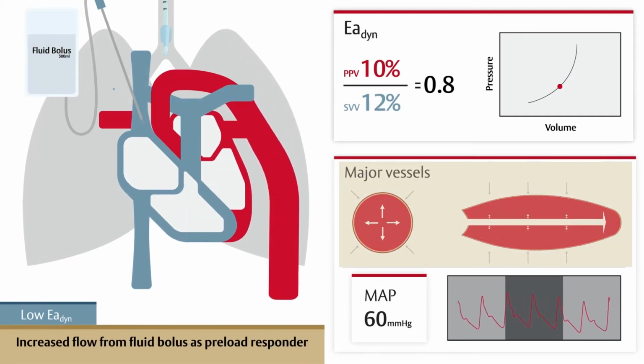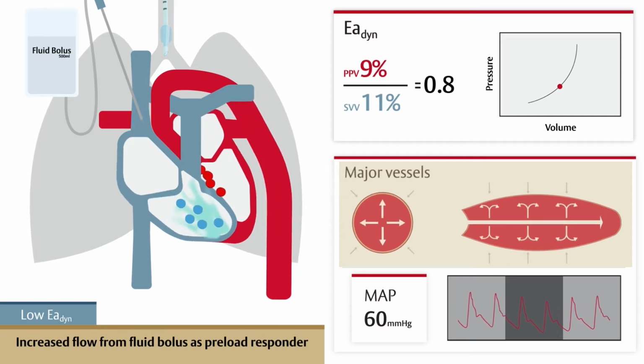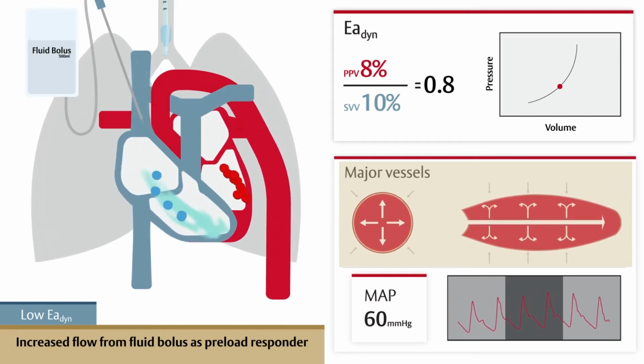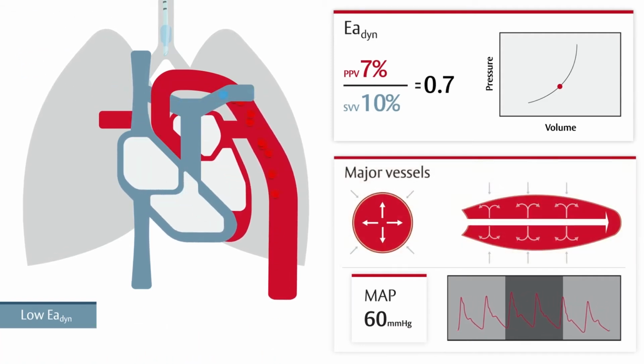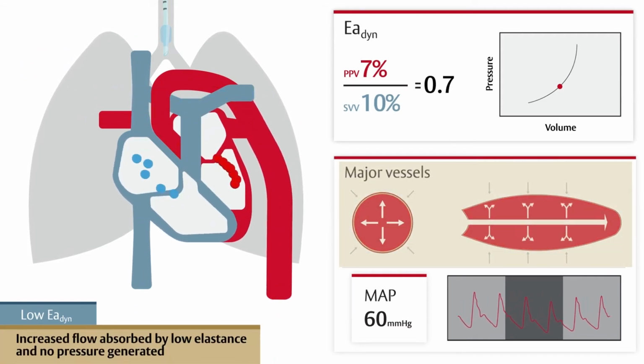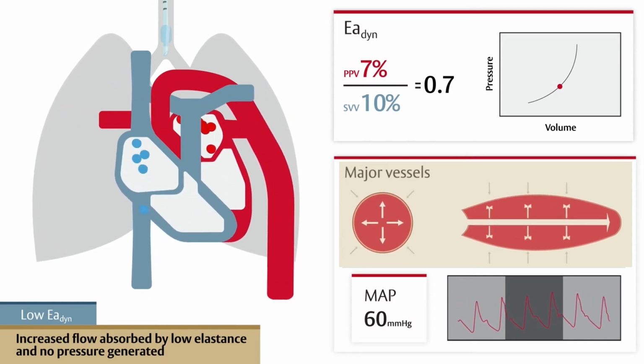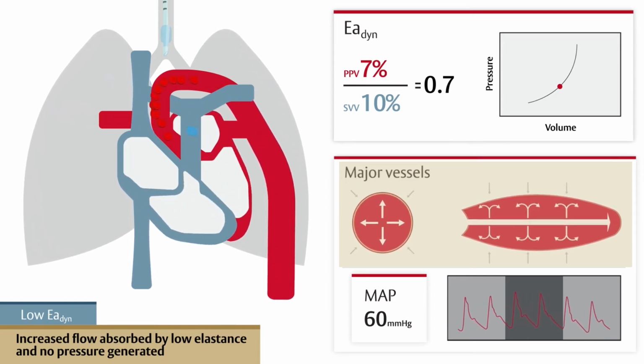As before, because the patient is a preload responder, the fluid bolus results in an increased stroke volume and hence flow. Cardiac output therefore increases as well. The increased volume ejected into the large vessels distends the arteries easily since they have a low elastance or high compliance and are easy to stretch.